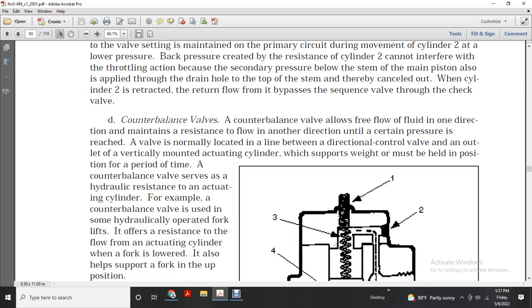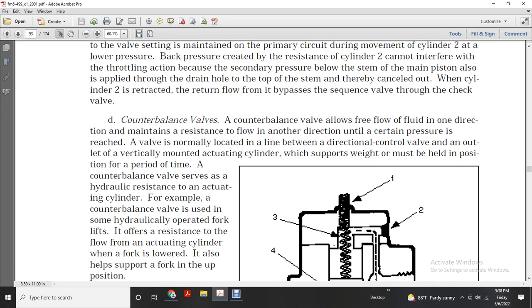A counterbalance valve allows free flow in one direction and maintains resistance to flow in the other direction until the pressure of the relief valve is reached, normally located between the directional control valve and the outlet. It is used with vertically mounted actuating cylinders that support a weight but must be held in position for a period of time, with the counterbalance valve in series with the hydraulic actuated cylinder.